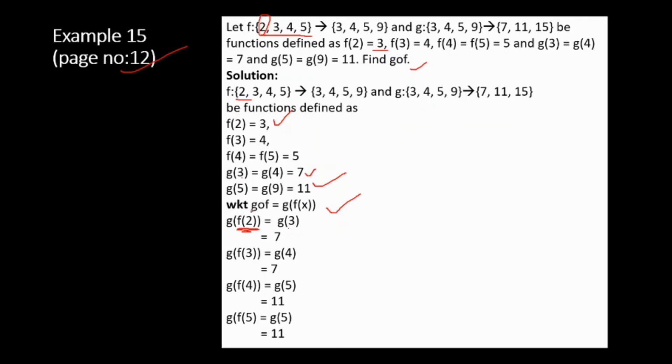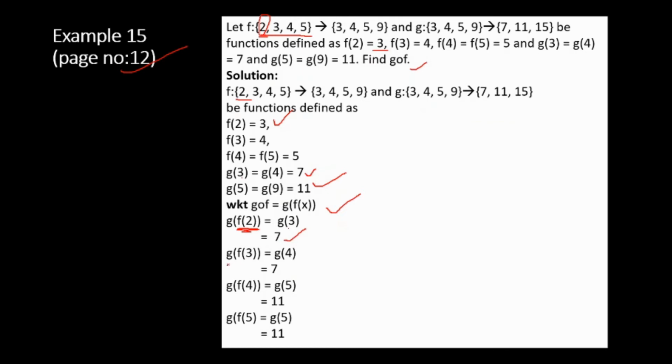I'll repeat. Is this clear to everyone? G o f equal to g of f of x. And first what you're supposed to find? G of f of 2. We are asked to find g of f of x. So first value of x is 2, then 3, then 4, then 5. So first we'll go for 2. What is g of f of 2? 3. And we got 7.